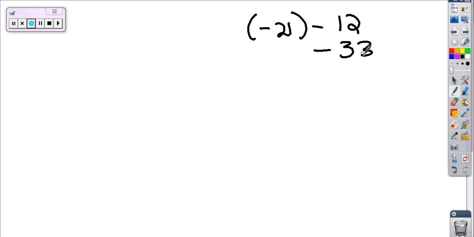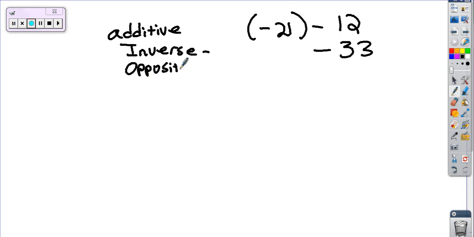So in fact, what we're doing, there's a term for this called the opposite of a number. Since we're adding two negatives, here's the term I want you to write down. It's called the additive inverse, which just means the opposite of a number. Okay, the additive inverse is the opposite of a number.